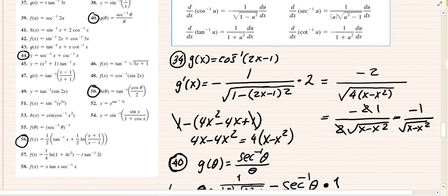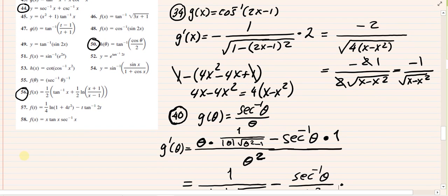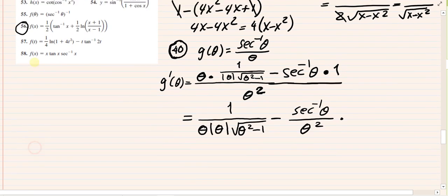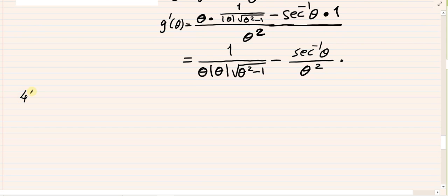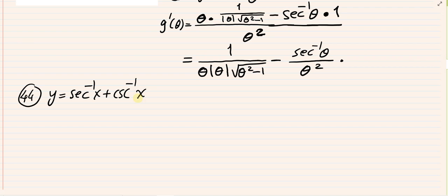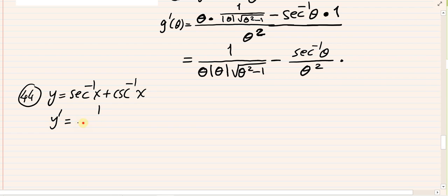There's number 40. Let's take a look at 44. Number 44, we have secant inverse plus cosecant inverse. So y is equal to secant inverse x plus cosecant inverse x. Now, we just did the secant inverse, so it's going to be using our formula. y prime is 1 over absolute value of x, square root of x squared minus 1. That's using our formula. And then we have a similar formula for cosecant inverse.